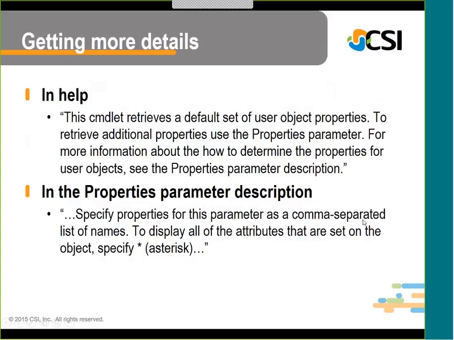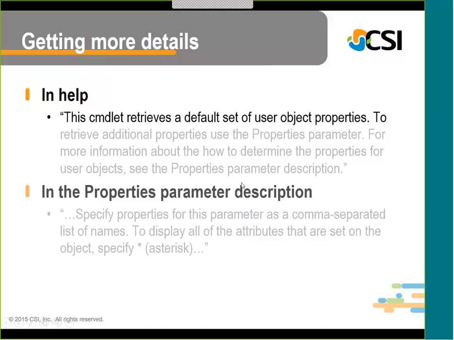If you look at the detailed view, that is like the default output of the command. If you want to get more information, if you read within the help file, there's this text, and it's basically saying there are more properties. Look at the information on the properties parameter.